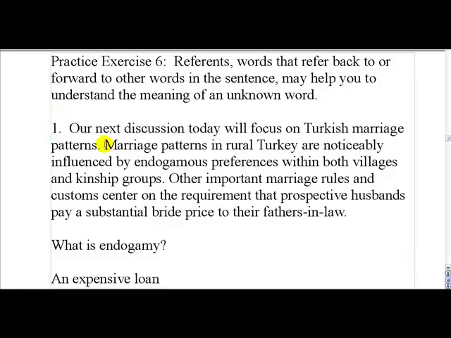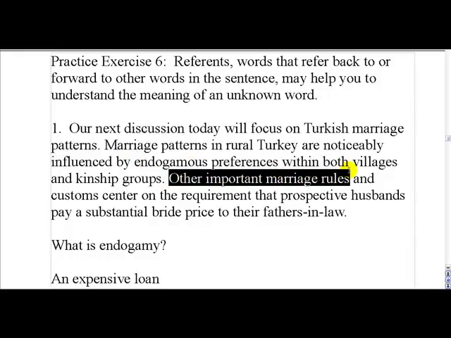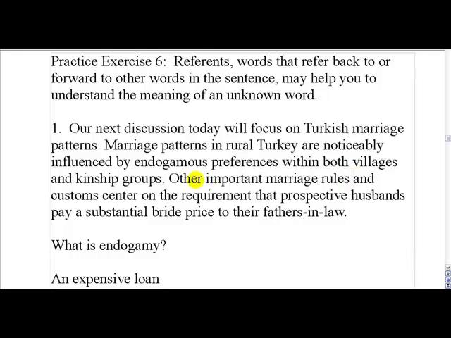Now I think when it says endogamous preferences, and then you see here it says other important marriage rules, don't we really have to assume that this idea refers back to the previous sentence, because TOEFL reading passages are very cohesively tied together, and cohesively tied together means each sentence is directly connected to the previous sentence and the sentence which comes after it.